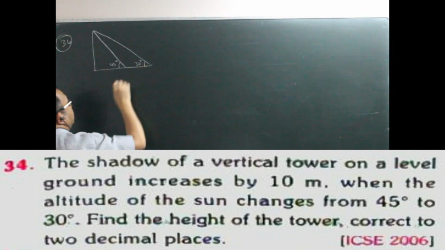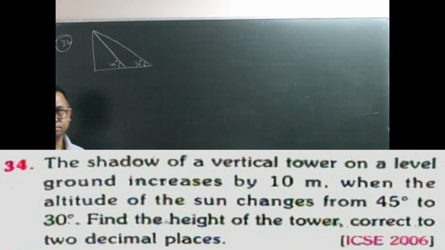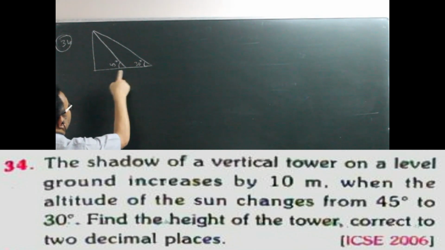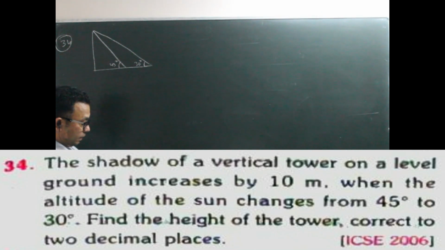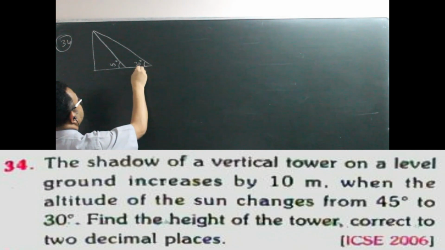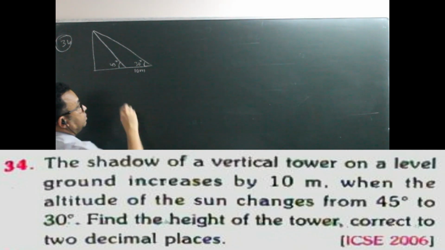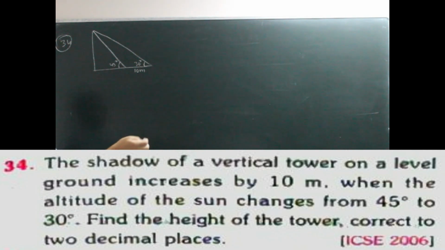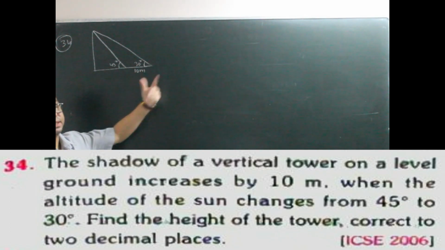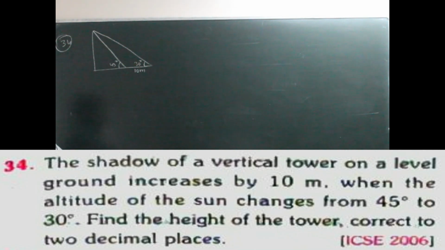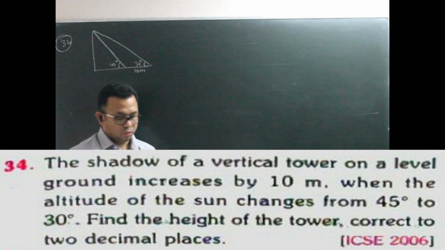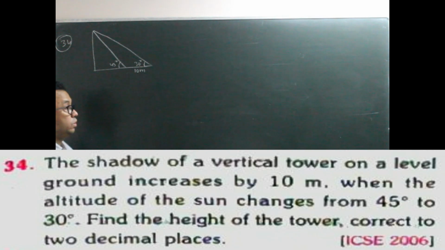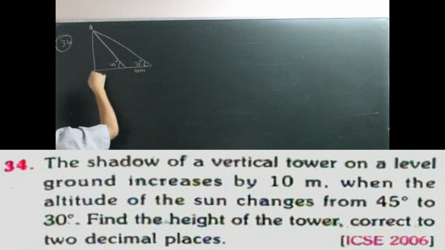So when the sun's altitude decreases from 45 to 30, this was the shadow before, now this is the shadow, which means the shadow length increases by 10 meters. From here to here is 10 meter, it increases by that much. Previously it was this, now it increases by 10. For example, previously if it was 50, now it becomes 60. It increases by 10. Find the height of the tower correct to 2 decimal place. Tower AB, and the points C, D.